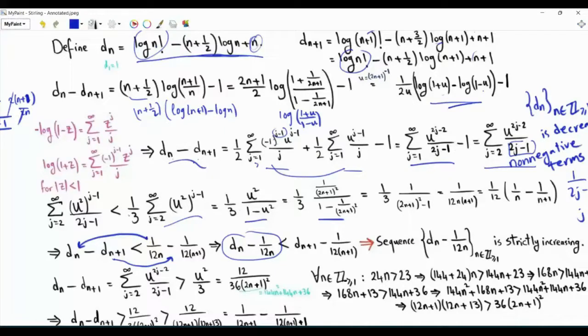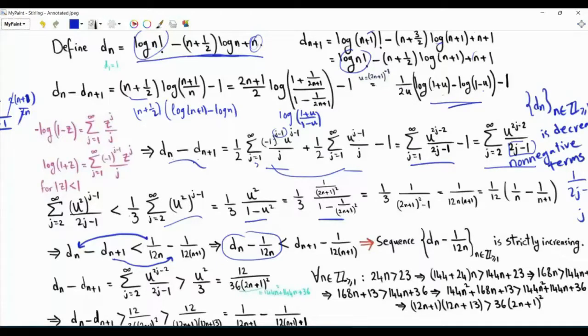So the first step we upper bounded. Now let's lower bound. If we have a summation of non-negative terms, then we can lower bound by keeping one of the terms. So this is exactly what we'll do. The difference is this summation. We will just keep the term corresponding to j equal to 2. So this will be u squared divided by 3. This is a lower bound on dn minus dn plus 1.